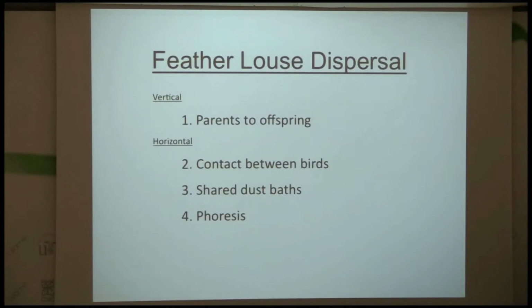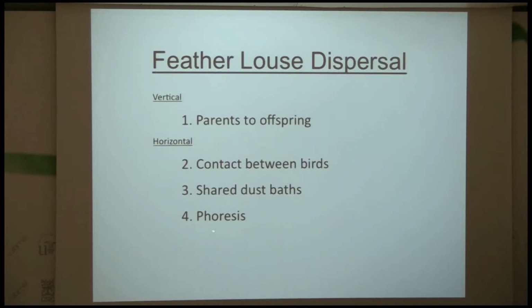I'm going to focus today on feather louse dispersal. In parasites we use the term transmission, and there are 2 types of transmission. Vertical is dispersal from parents to offspring at the nest. Horizontal transmission is dispersal between birds of a similar generation. This can occur by direct contact between the bodies of birds. Maybe lice can fall out in dust baths, shared dust baths between different species.